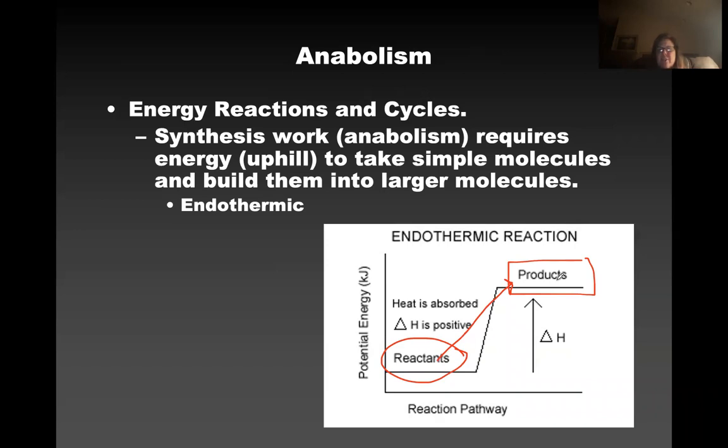And that type of reaction is called an endergonic reaction, or endothermic, meaning that you have to put in heat. But not all chemical reactions involve putting in heat. So we also can call this an endergonic reaction.